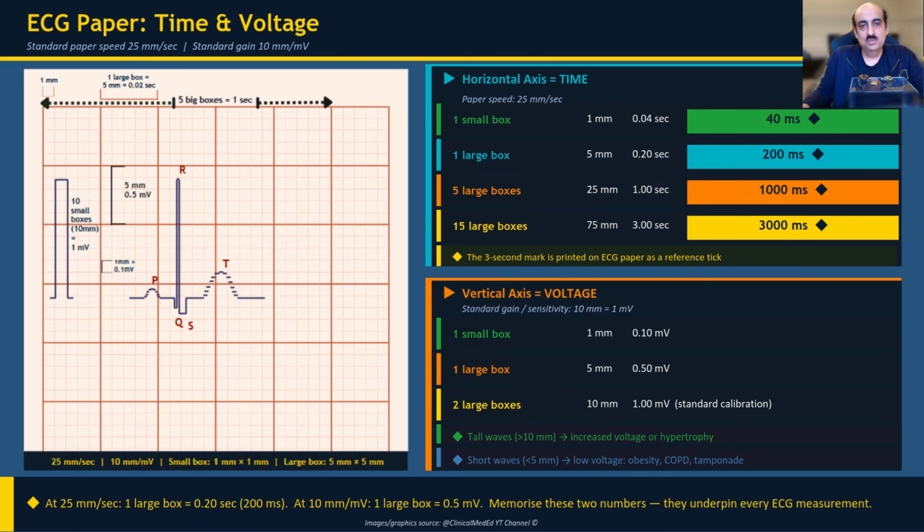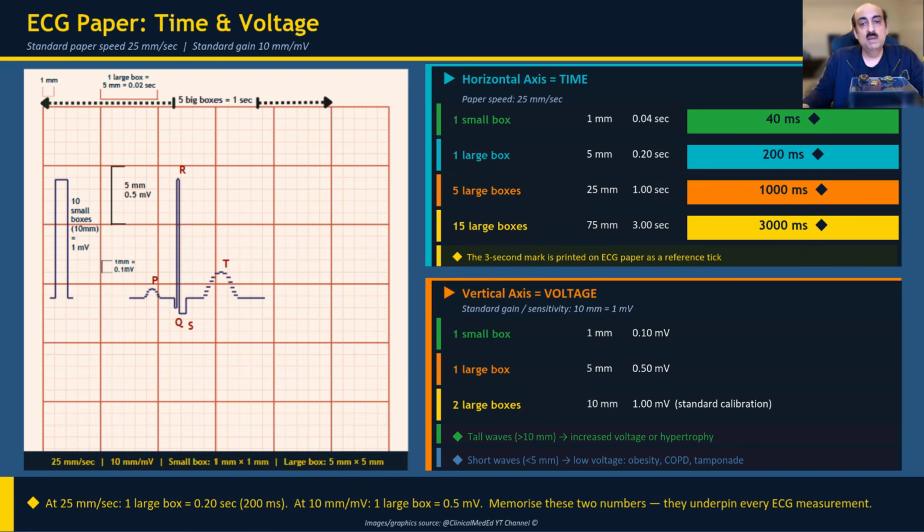One of the first things you need to know is the calibration of the ECG paper. So the horizontal grid and vertical grid. The standard ECG machine speed is 25 millimeters per second, and the vertical gain is 10 millimeters per millivolt. So if you look at the horizontal axis, one small box or one small square, which is 1 millimeter in width, represents 0.04 seconds.